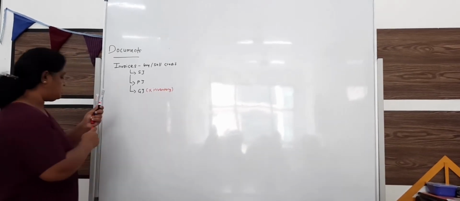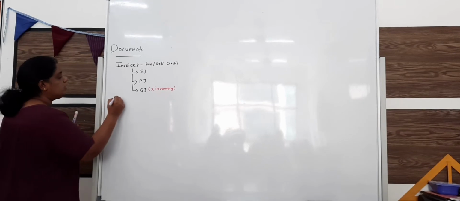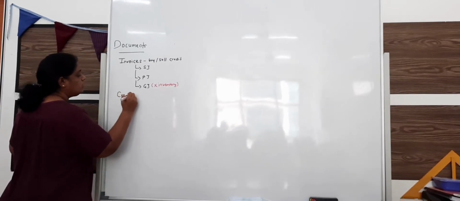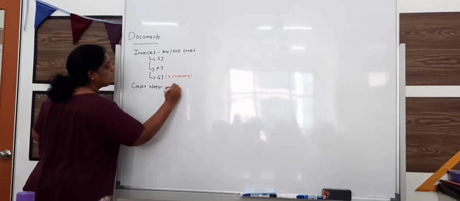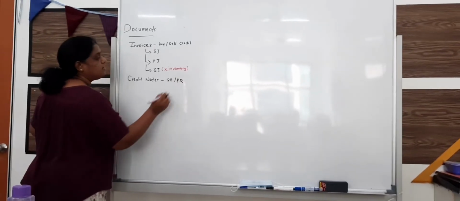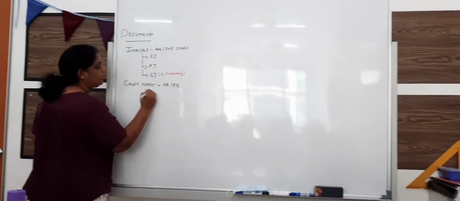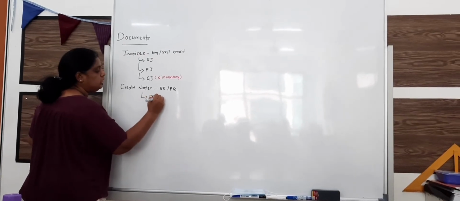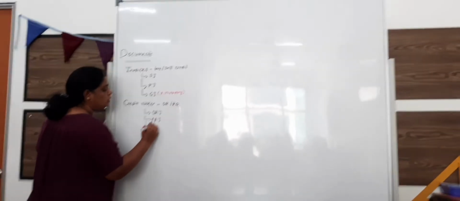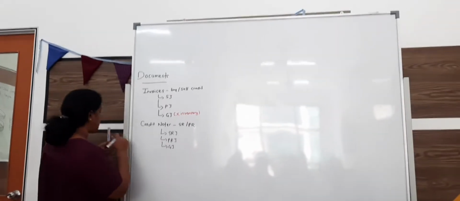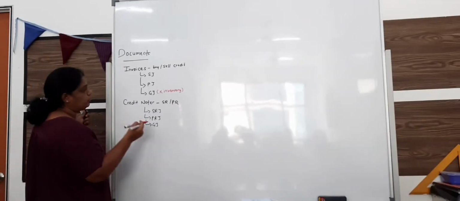So we learned this. Now, apart from that, we also learn credit notes, right? Credit notes are about sales return or purchase return. So again, this can be recorded in the sales return journal, purchase return journal, and also the general journal if this is nothing to do with your stock.